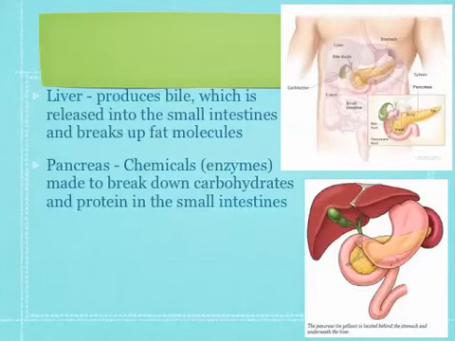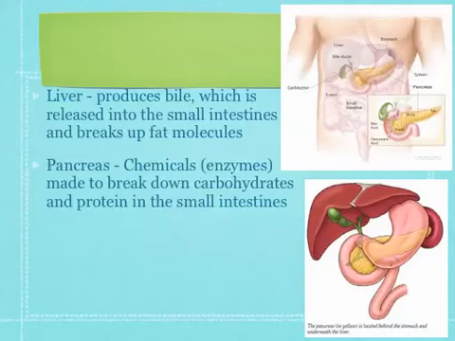Your pancreas makes chemicals, enzymes, and these enzymes are used to break down carbohydrates and proteins. And this also happens in the small intestines. Examples of carbohydrates would be wheat or flour. And then examples of proteins, you will find these in your dairy, in your eggs, in your meat, in your beans.